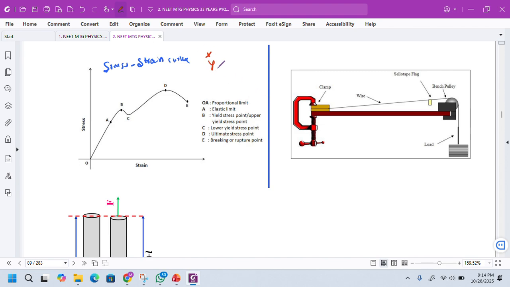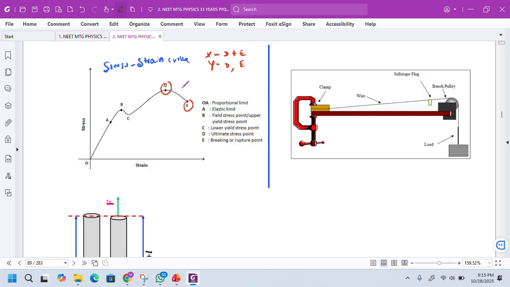X and Y. Here X has 2 points, the ultimate point and the fracture point. Similarly material Y also has 2 points, the ultimate point and the fracture point. So the ultimate point for X is D, and the fracture point we can take as E. Similarly, the ultimate strength point for Y is D, and again the fracture point for material Y is E. Here D is the ultimate strength point, and E represents the breaking point or fracture point, we can say rupture point also.